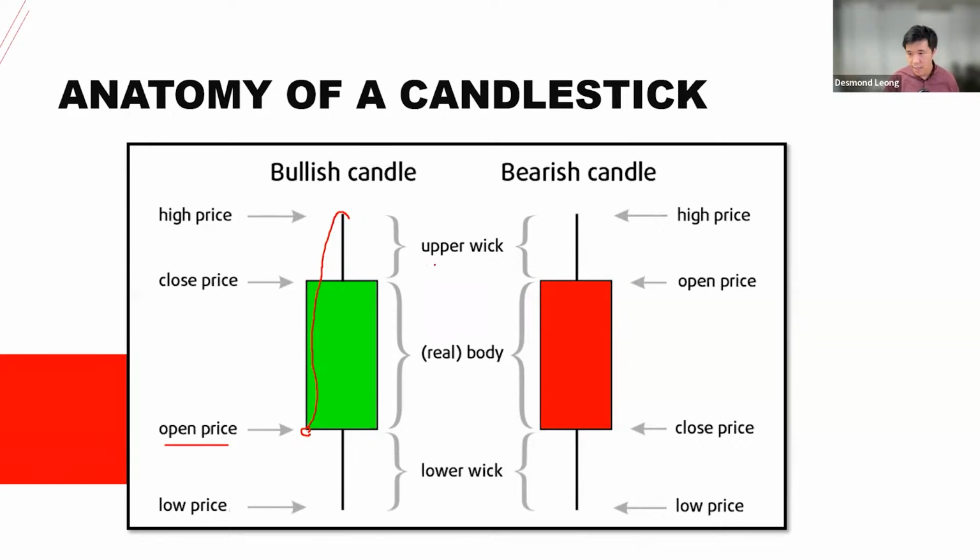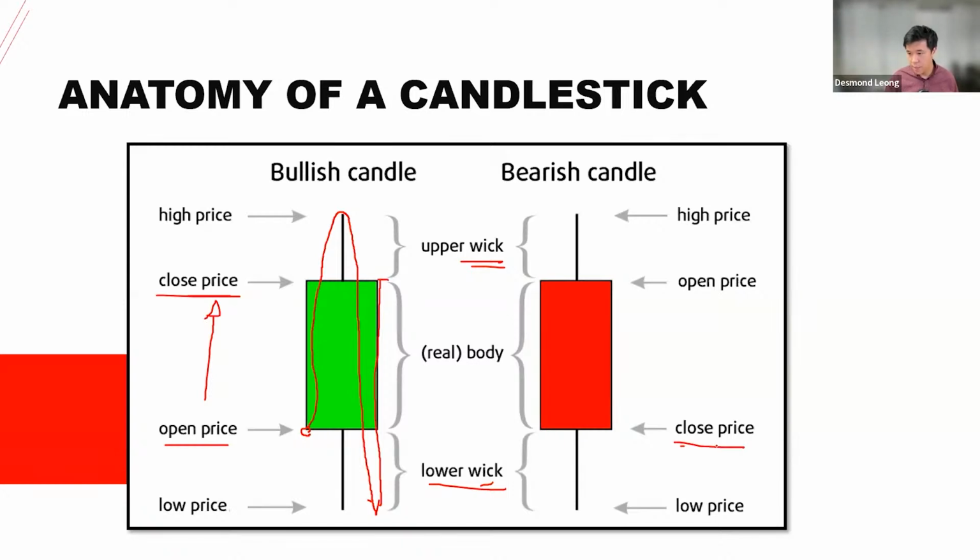So you notice there's this thing called the wick, or some people call it the shadow. That's where it goes all the way to the top, then it comes all the way to the bottom. So that's where there's a lower wick. And then it comes all the way to the top and closes over here. If the closing price is above the open price, it's a bullish candle. It's green. If the, where's my mouse?